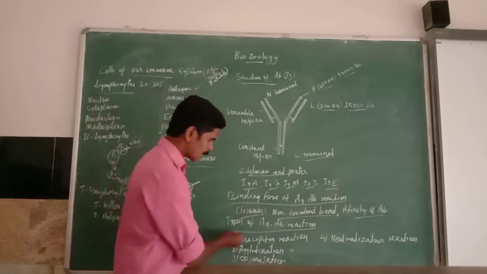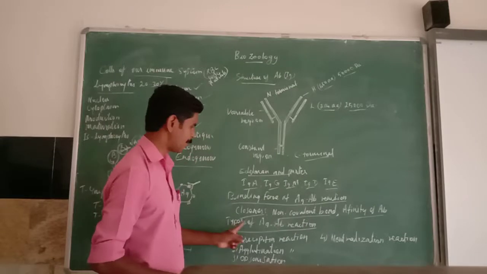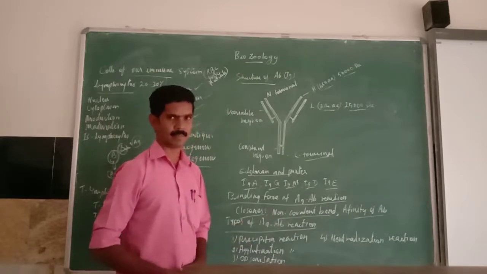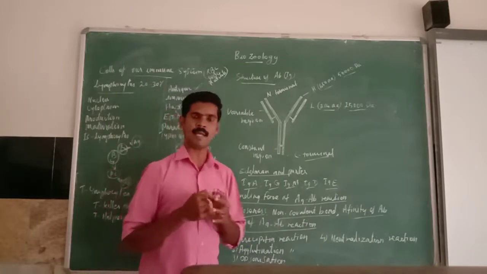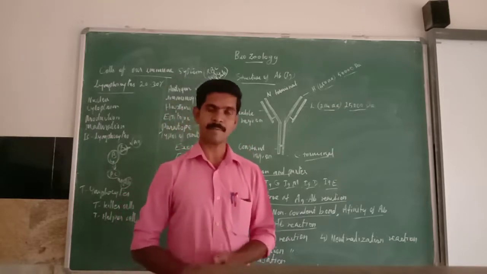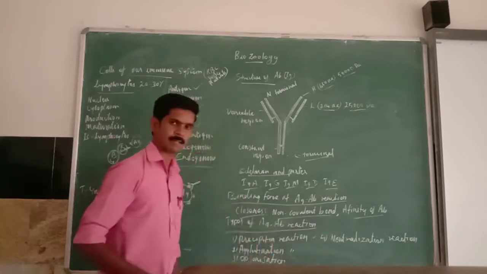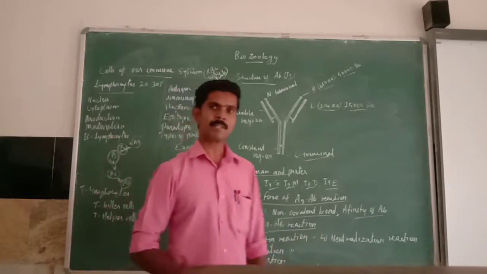Then next one is types of antigen-antibody reaction. Next 3-mark question: types of reactions. Between the antigen and antibody, there are four types of reactions. The first reaction is called precipitin reaction.